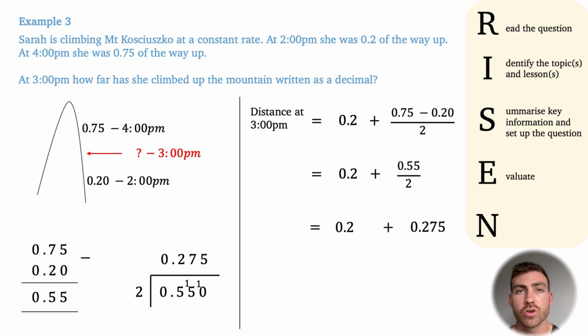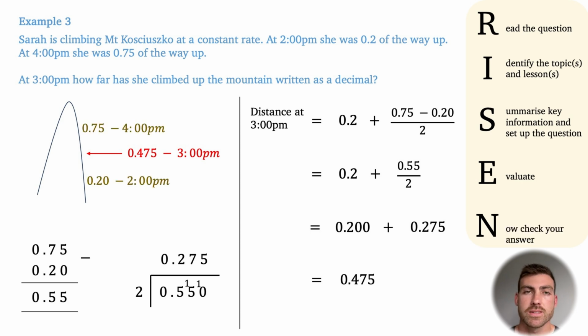Finally, we need to add 0.2 plus 0.275. Make the addition easier by making both out of 3 decimal places. In other words, thousandths. So now we're adding 200 out of 1,000 plus 275 out of 1,000. We will have 475 out of 1,000, or 0.475.